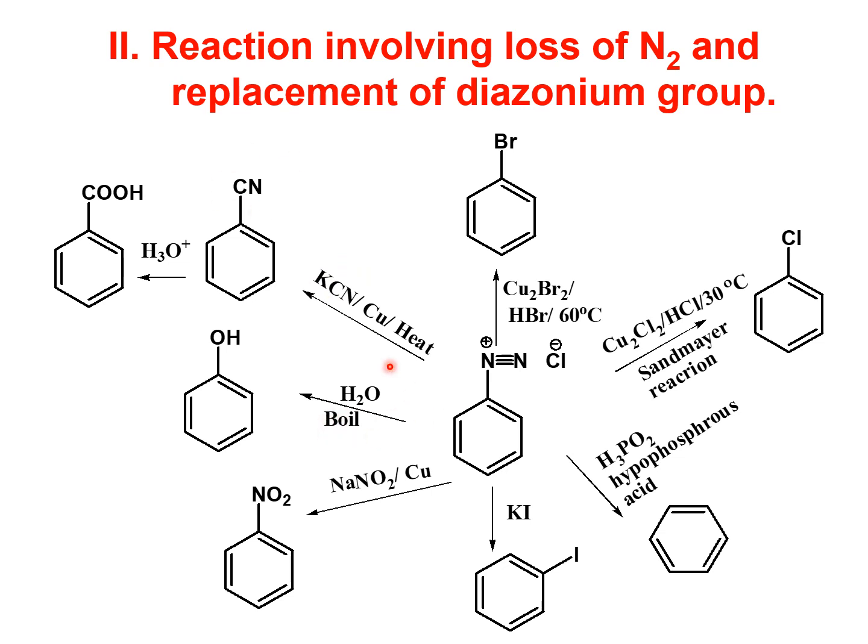If you're boiling with water, you're adding an OH. If you're reacting with sodium nitrite in presence of copper, you're adding a nitro group. Potassium iodide, you're adding an iodo group. Cuprous bromide, you're adding a bromo group. Cuprous chloride, you're adding a chloro group. And as I mentioned, this is the Sandmeyer reaction. It's a very, very famous name reaction.